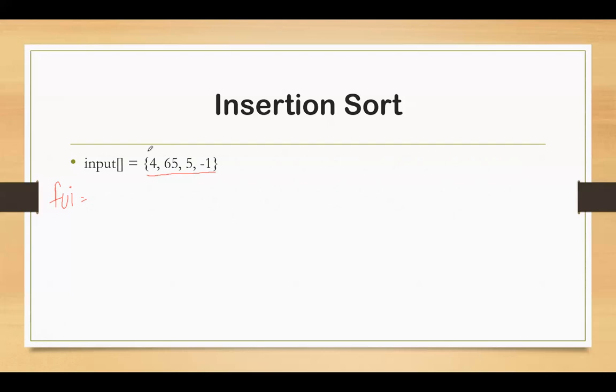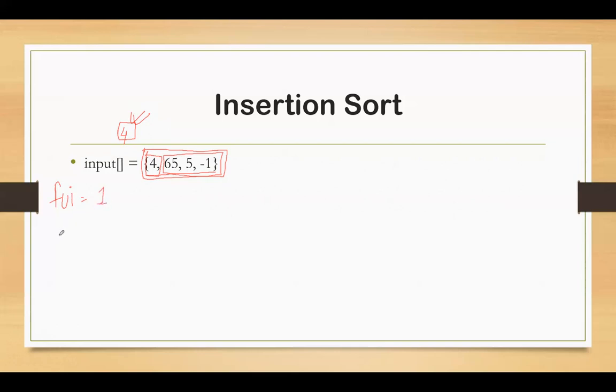Also, insertion sort claims that the first element of the array, if taken as a sub array, is always sorted. We also say that if there is only one item in an array, then it is a sorted array by definition. So in this case, our unsorted partition will start from index 1, which holds 65, 5 and -1. So first unsorted index will be 1 for us.